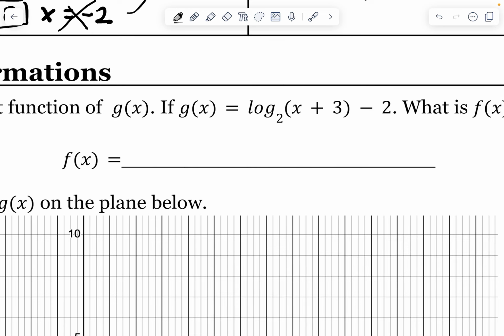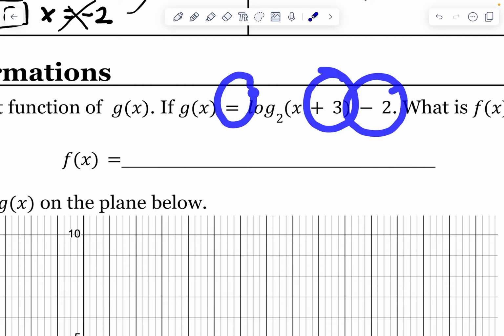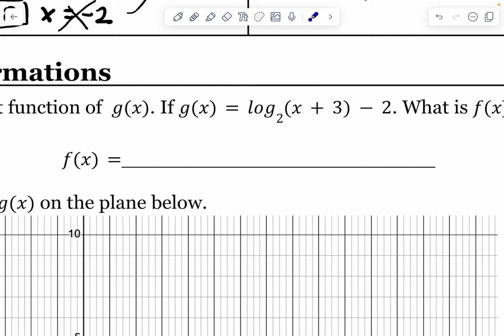We learned that a parent function is a function that has no transformations. It's extremely basic. There's no shifts to the right or left. There's no up and down shifts. There's no vertical stretch or compression. It's just the parent function. So we have log base 2 of x, and that's it.